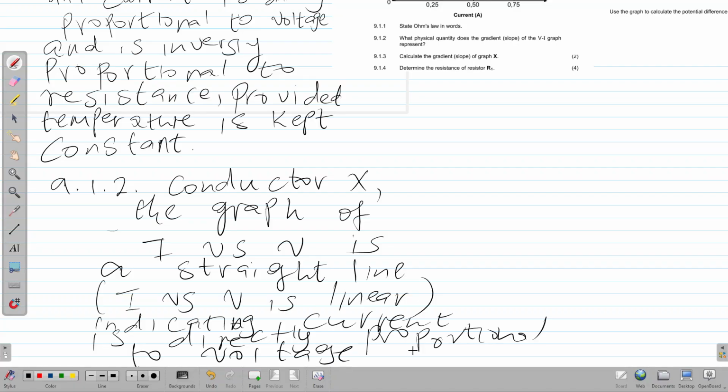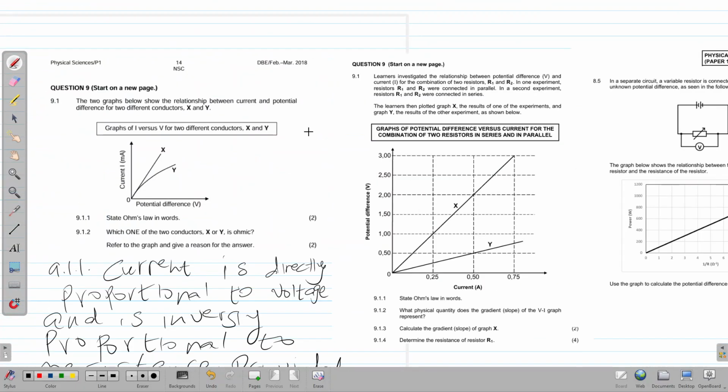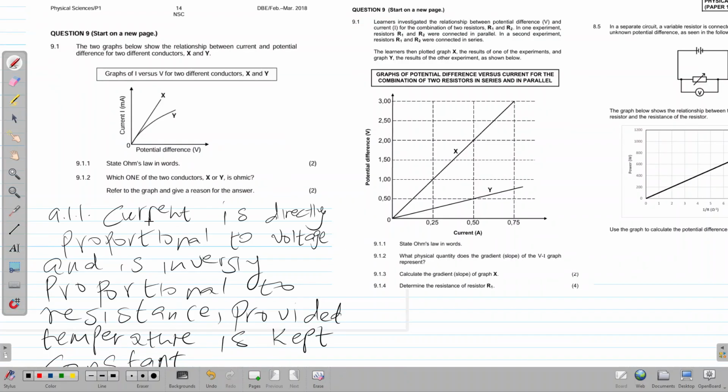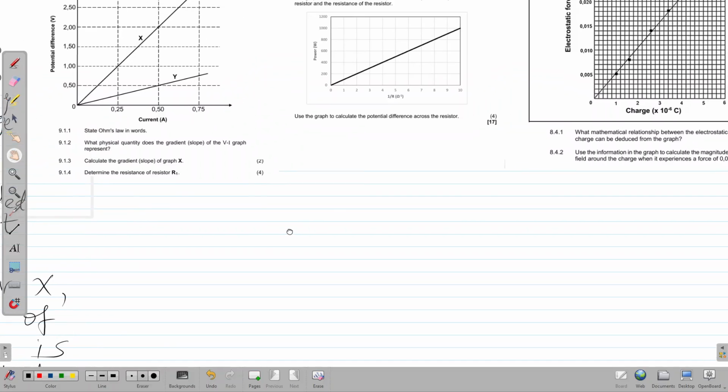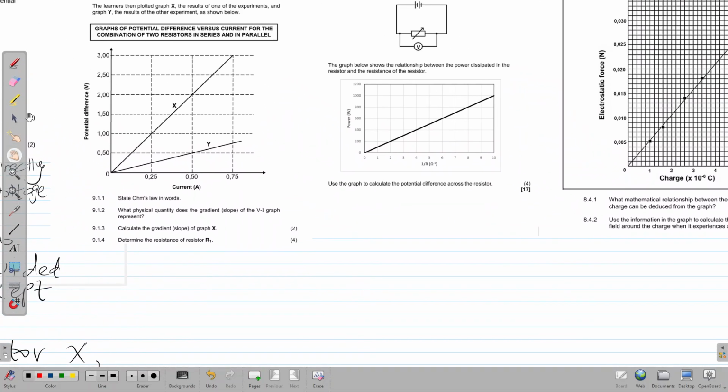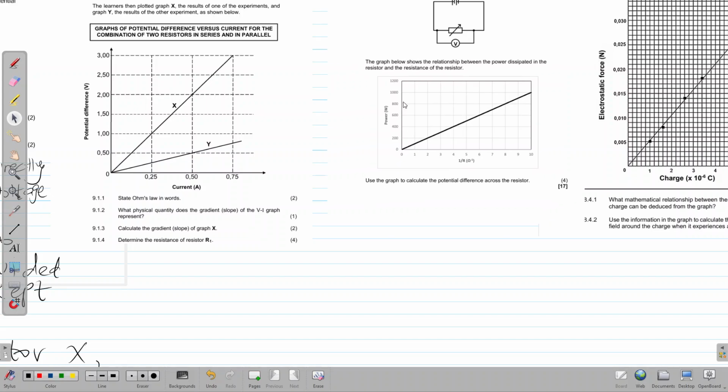But for conductor Y, it's non-linear. Okay, so conductor Y is non-ohmic and conductor X is ohmic. All right, so that's it for this question. And then let's take a look at another question.